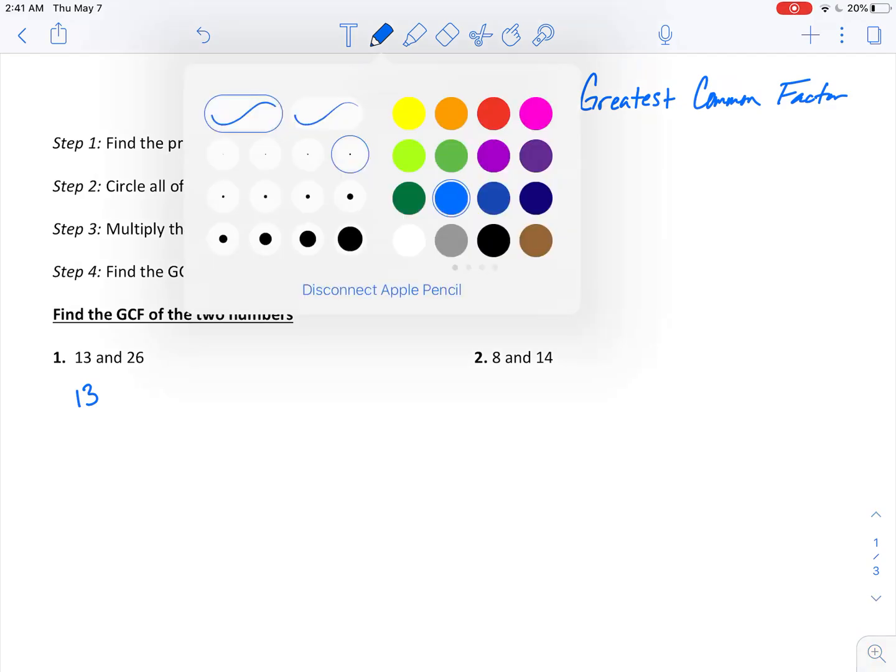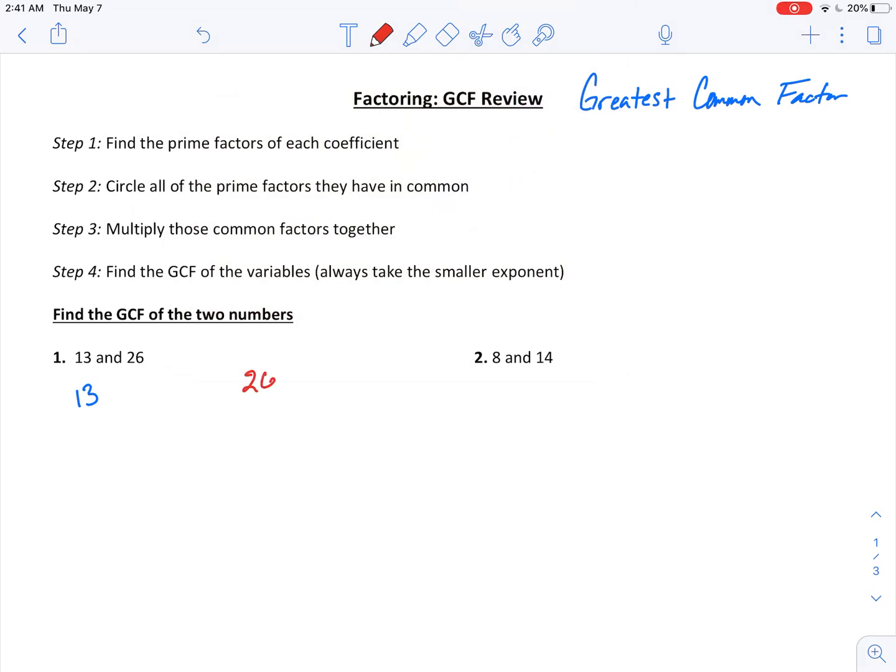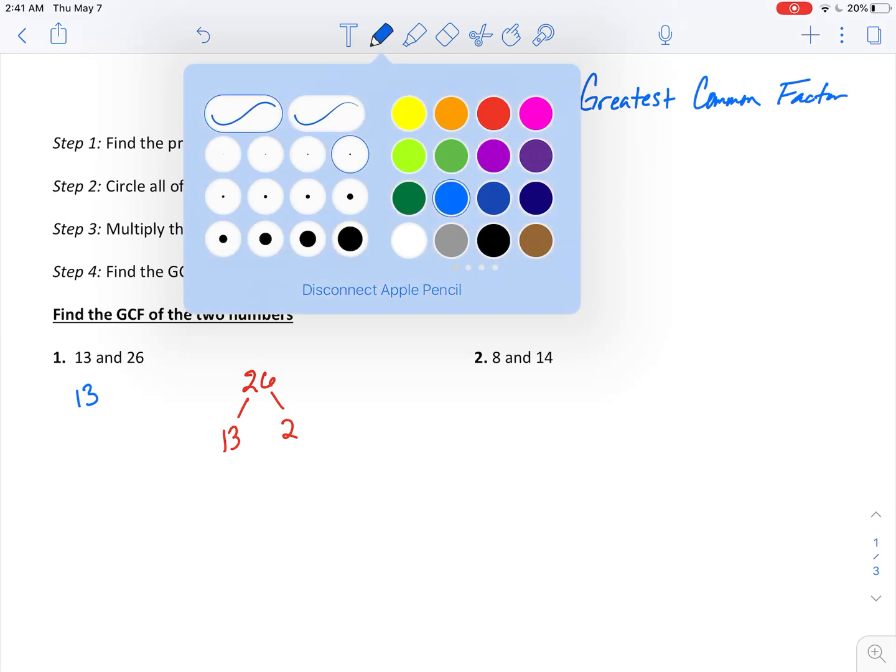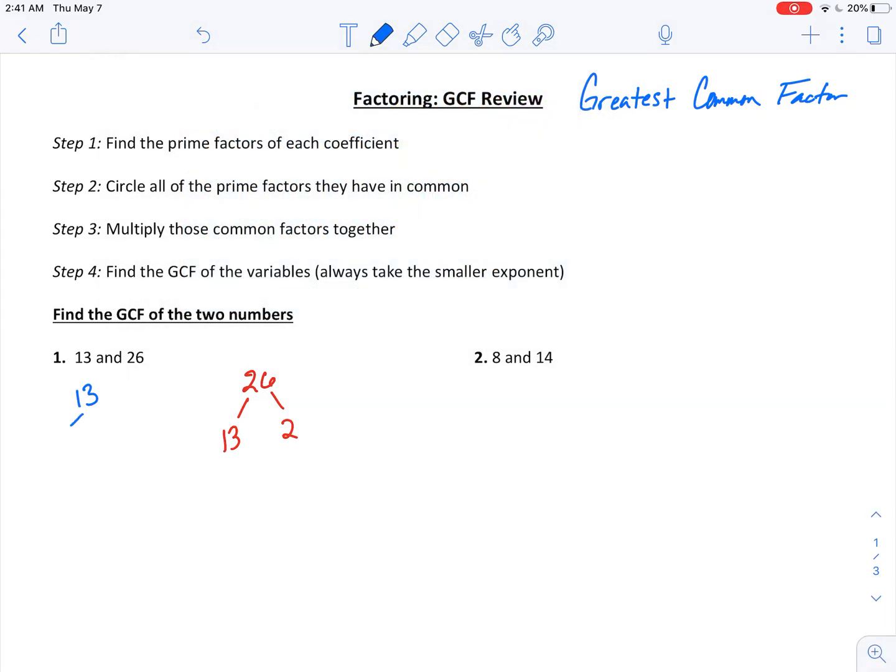I should do that in a separate color. Alright, so let's start with 26. Well, what number is going to 26? Well, 13 goes into 26, and 13 times 2 is 26. I always start with 2 in whatever number. And 13 is actually a prime number itself, just 1 and 13. There are no other numbers that divide nicely into 13.